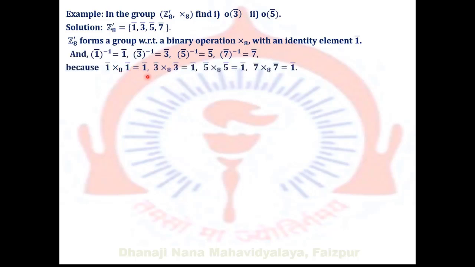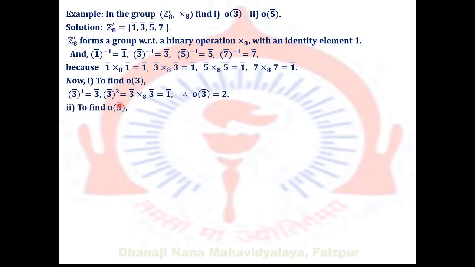Because we have 1 bar into 1 bar is 1 bar modulo 8, then 3 bar into 3 bar is equal to 1 bar, 5 bar into 5 bar is 1 bar, and 7 bar into 7 bar is 1 bar. So here the operation is multiplication modulo 8. Now to find the order of 3 bar, we know that 3 bar raised to 1 is 3 bar, and 3 bar raised to 2 is 3 bar into 3 bar modulo 8, whose value is equal to 1 bar. So the order of 3 bar is equal to 2, because here 2 is the smallest positive integer such that 3 bar raised to 2 is equal to the identity element.